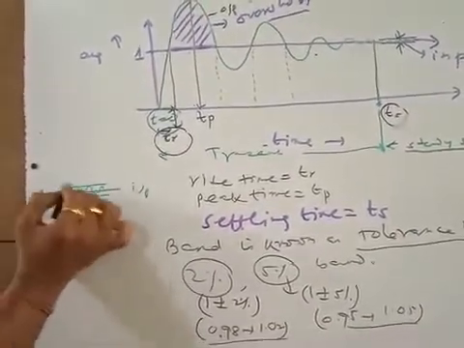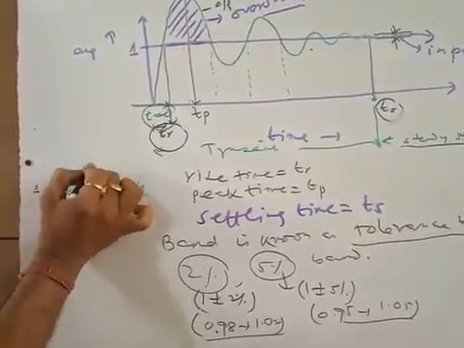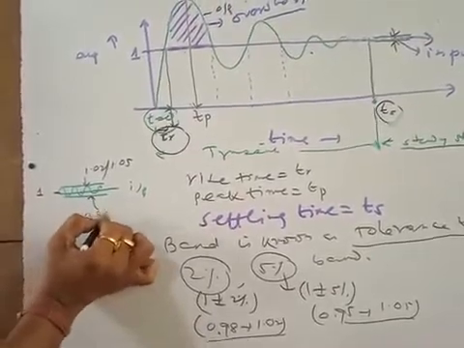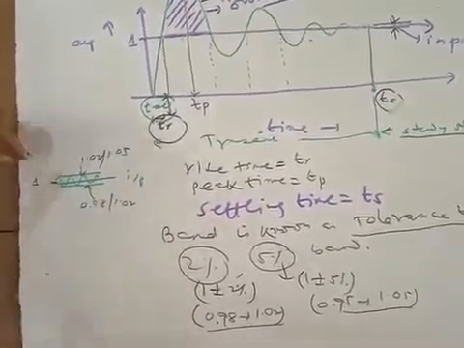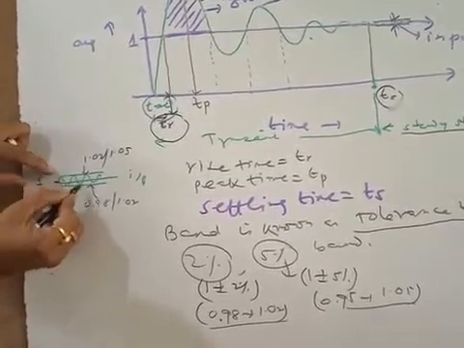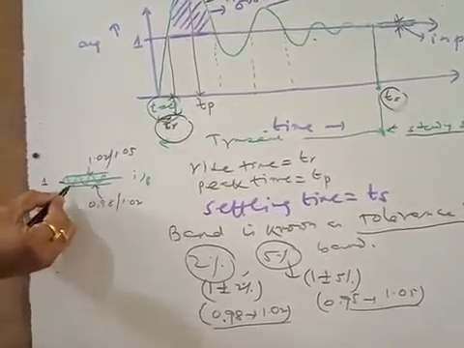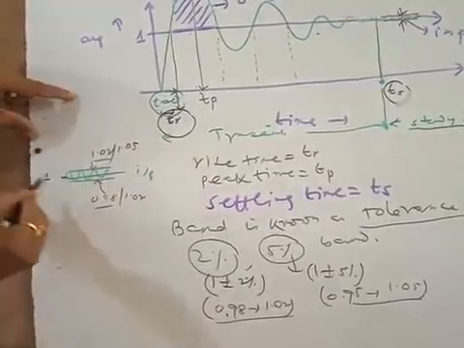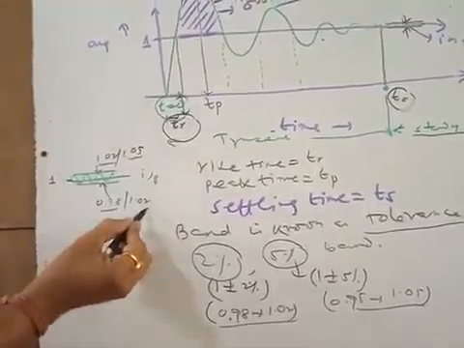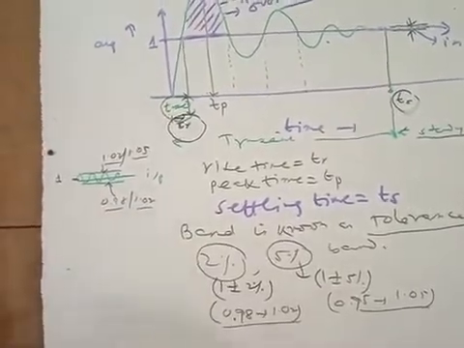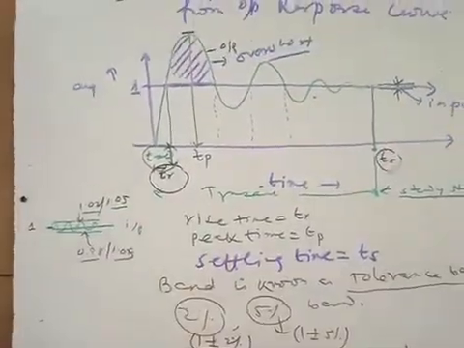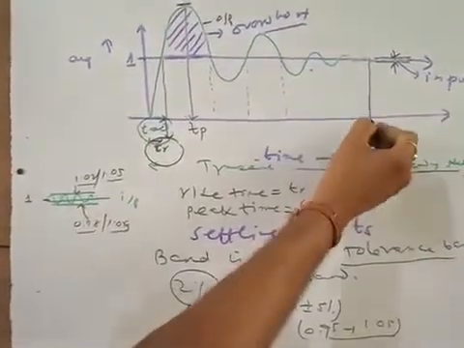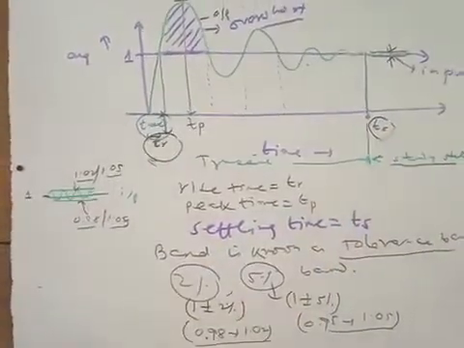This is your desired value. This value may be 1.02 or 1.05, and this value may be 0.98 or 0.95. If the oscillation is very small, in such a way that its maximum and minimum values lie between these two values, then this is considered the settling time, and this is your steady state point, right?